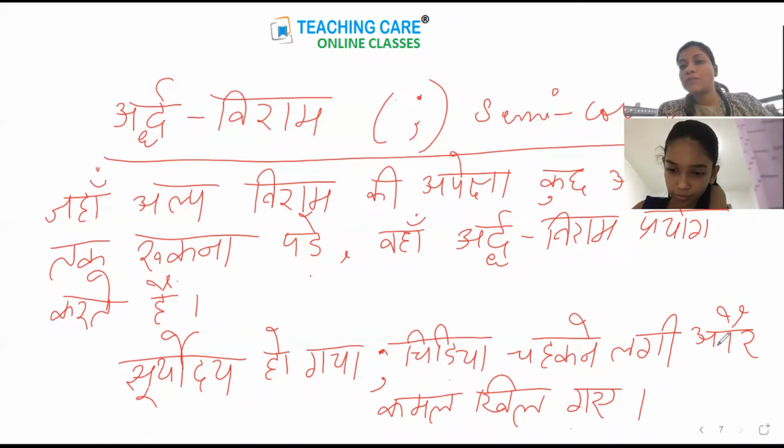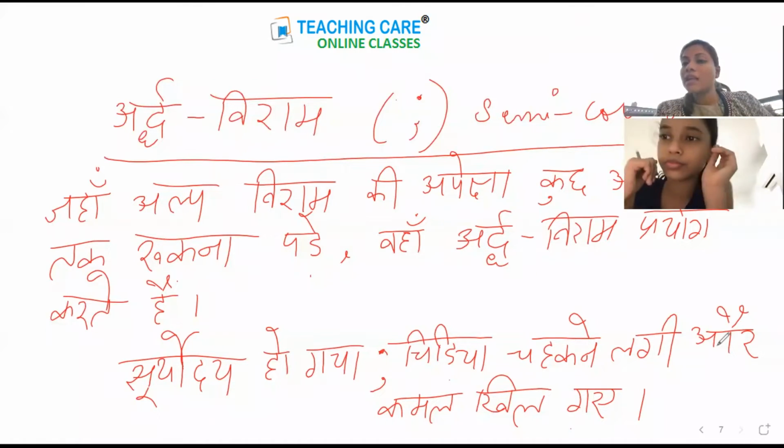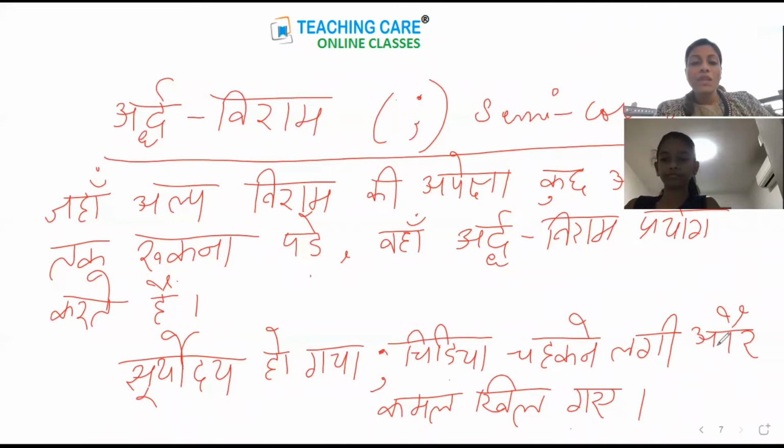So now we are telling a situation that when the sun rises, chidiya means birds, chahakne lagi, start chirping. Okay? And kamal khil gaye. Kamal is a flower, lotus flower. Khil gaye means blooms up. So whenever the sun rises, the birds start chirping and lotus blooms up. So in Hindi, suryodaya ho gaya, there is one situation. Now we are going to tell what is happening in that situation. That's why we put a little more pause than the comma. Okay? Suryodaya ho gaya, chidiya chahakne lagi aur kamal khil gaye. This is how you will speak.